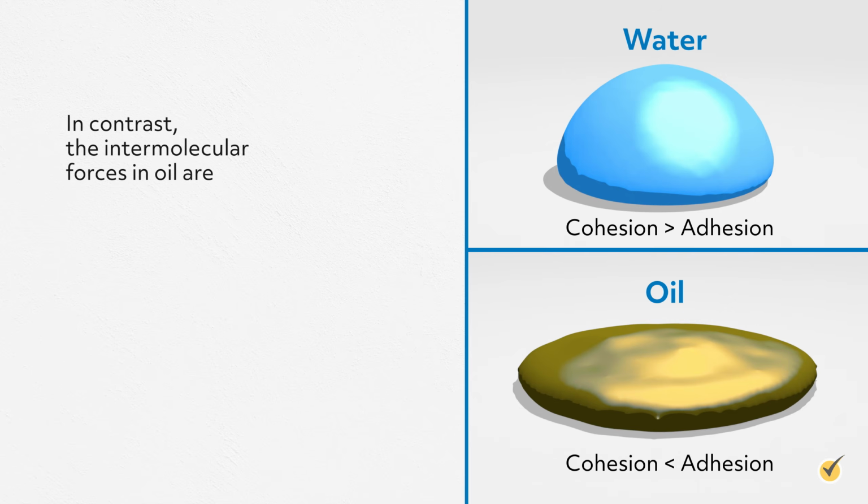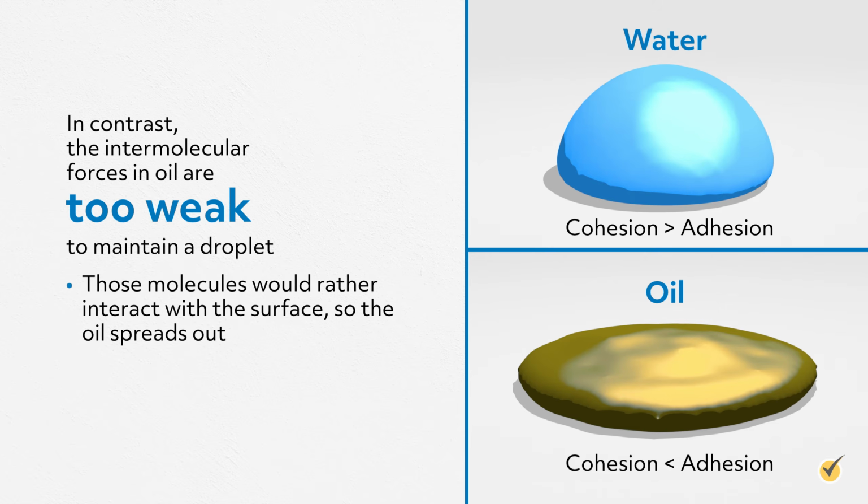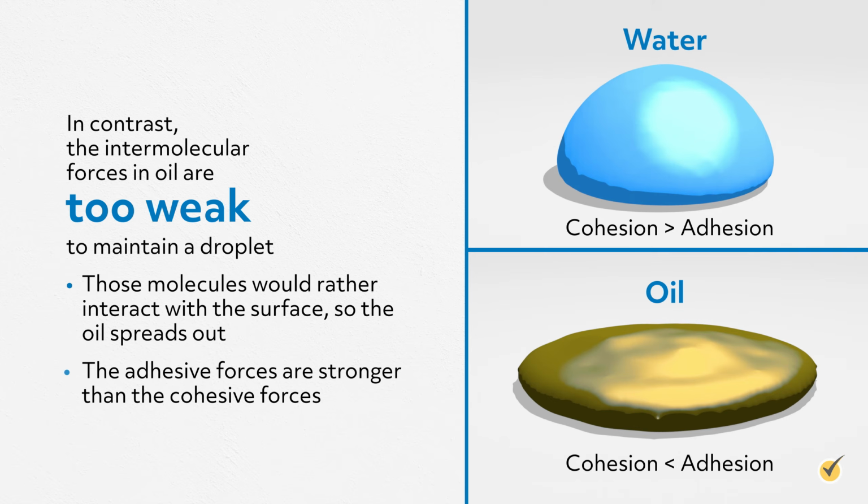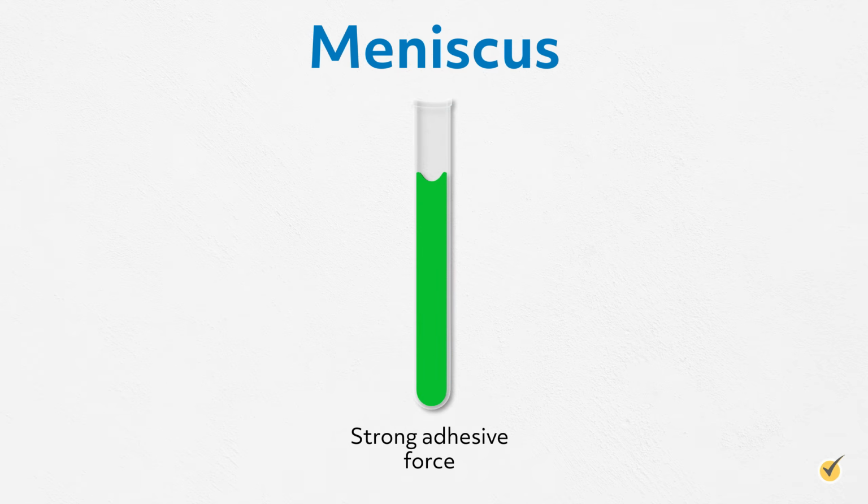In contrast, the intermolecular forces in oil are too weak to maintain a droplet. Those molecules will rather interact with the surface, so the oil spreads out. In other words, the adhesive forces are stronger than the cohesive forces. We can also apply this to understanding the formation of a meniscus. The water molecules are strongly attracted to the glass molecules and climb up the surface until gravity matches that force.